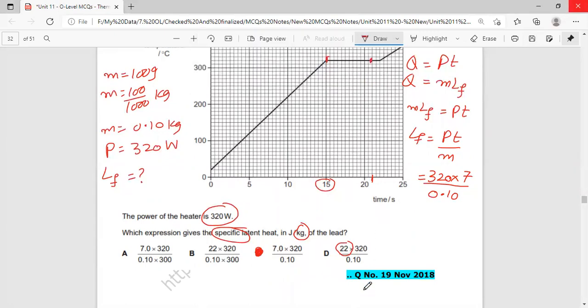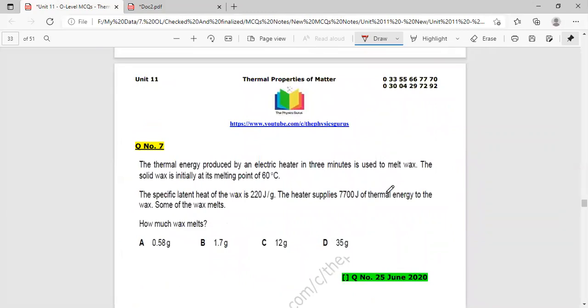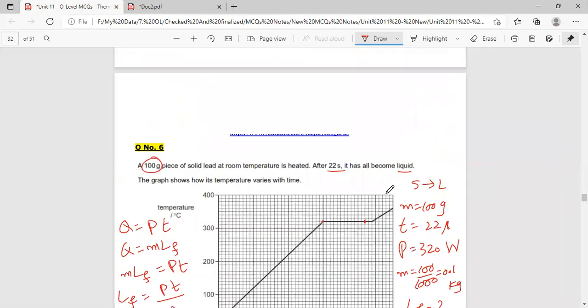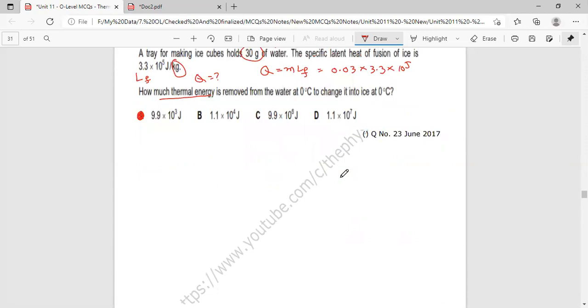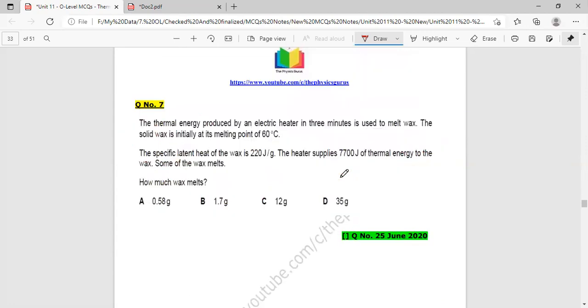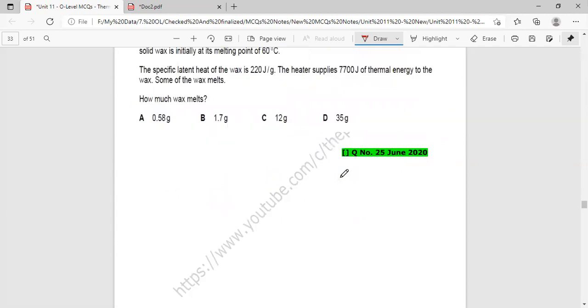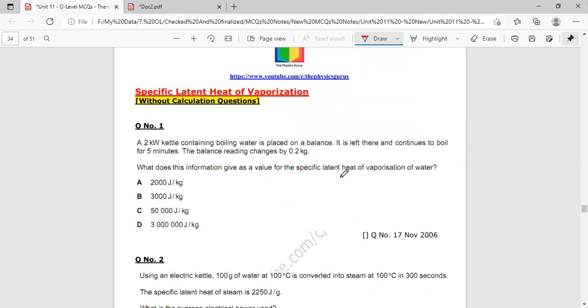Okay, so let's move towards the next MCQ. I think it is being repeated over here, 220 and 770, 7,700. So it's the same MCQ. The answer was 35 grams. Now let's move towards the next MCQ. These MCQs are related to specific latent heat of vaporization.